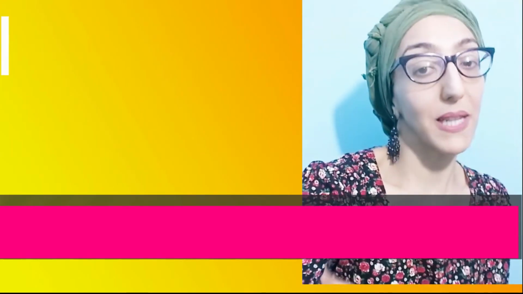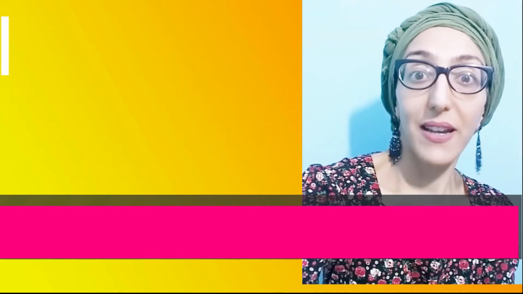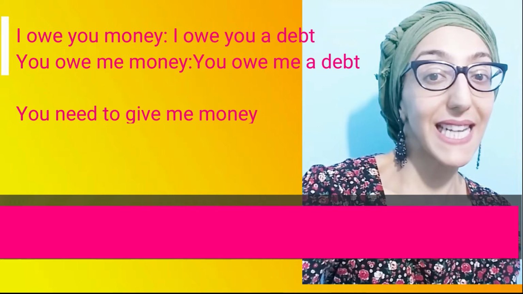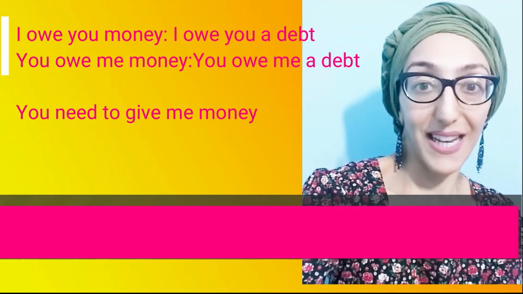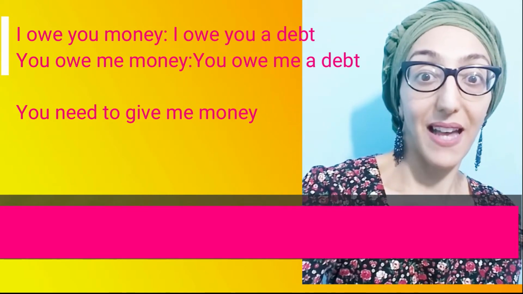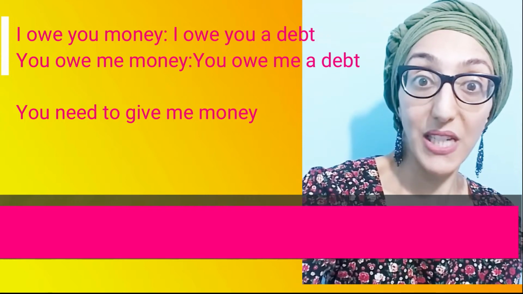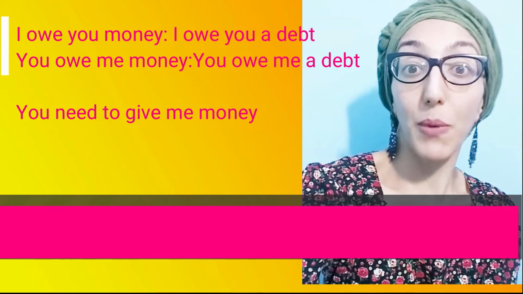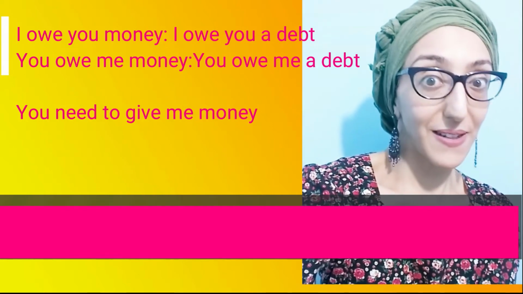To owe someone money is to owe them a debt. A debt. D-E-B-T. Okay, a debt. Debt is money that you need to give back to somebody. A debt. Like a mortgage, that's also a debt. Okay.